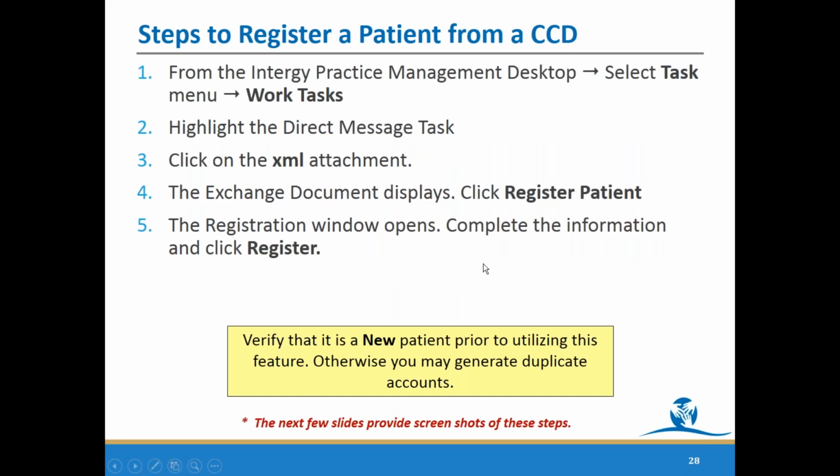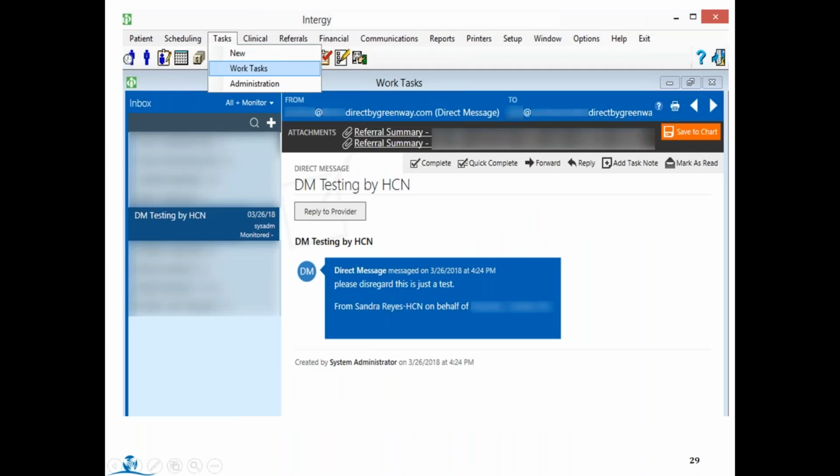So if you're working your task from Intergy desktop, you go to Task and you go to Work Task. You're going to see the message, and I'm going to take you through the steps. So we're going to go into Intergy, Task, Work Task, and you're going to have the direct messages that you're receiving here as a task type. This is what it would look like, direct message testing. This is the message that you're receiving. And here on the top, you're going to see the referral summary that was sent to you.